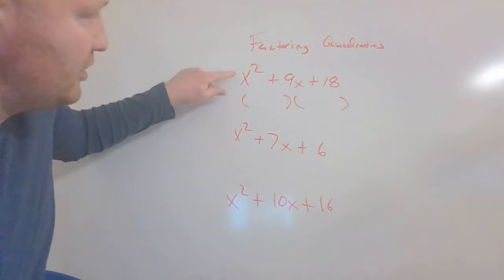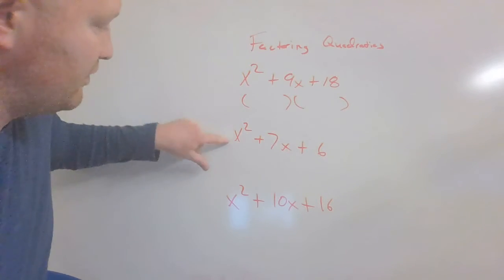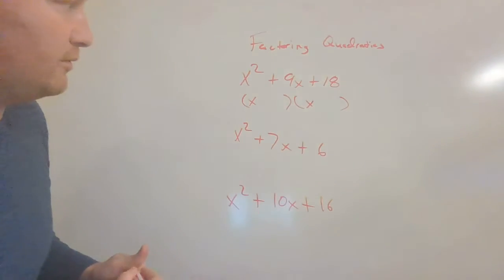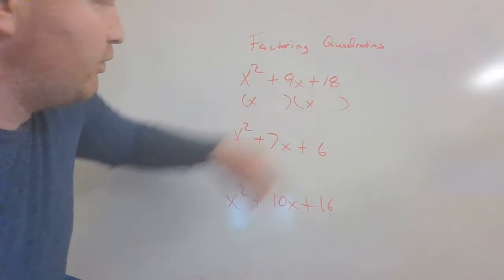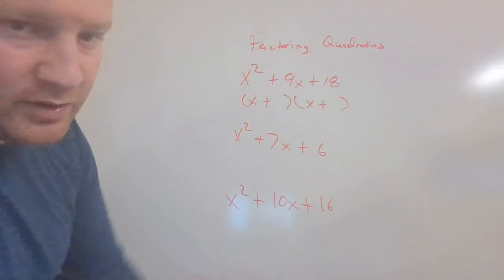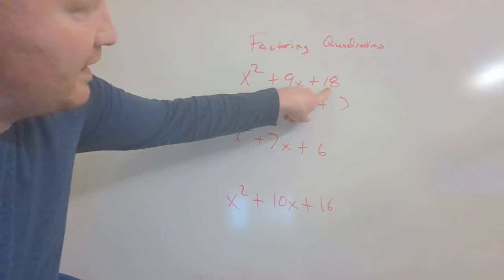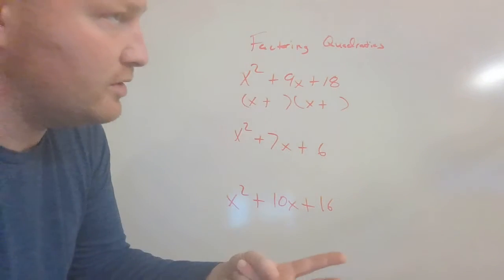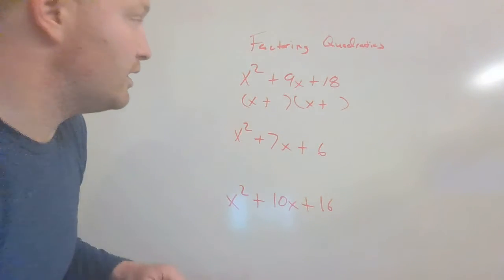When the leading coefficient, by which I mean this x squared, is just 1, these are really simple to factor, because I know x times x is x squared. The next thing I look at is I see a plus and a plus here. When I see a plus and a plus, automatically put a plus and a plus. Now, here's how you factor this quadratic. You have to ask yourself, what multiplies to 18 and also adds to 9? Well, 9 times 2 is 18, but 9 plus 2 is 11. That doesn't work. Okay, 6 times 3 is 18.